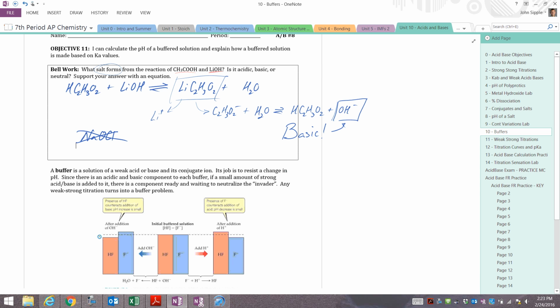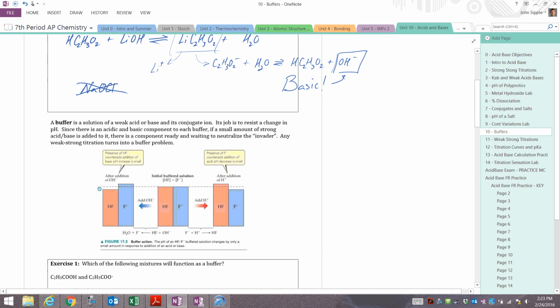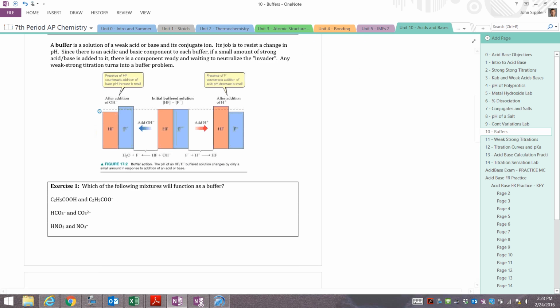In any event, let's move on to buffers today. Buffers deal with weak acids and bases. Not in terms of chemistry, when you think about a buffer, what is a buffer? Okay, good. Absolutely. That's what a buffer does. Yeah, prevent. How do you usually describe a buffer?